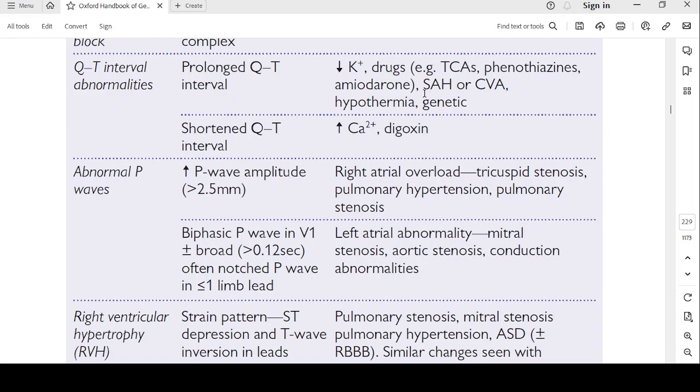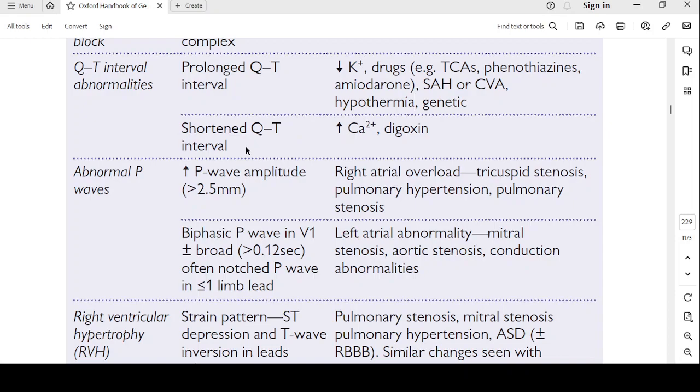SAH or CVA. SAH is, we'll get back to you what is SAH. CVA, so cerebrovascular accident or SAH. Hypothermia and genetic. So in hypothermia, you have a prolonged QT interval. There can be some genetic causes for prolonged QT also.